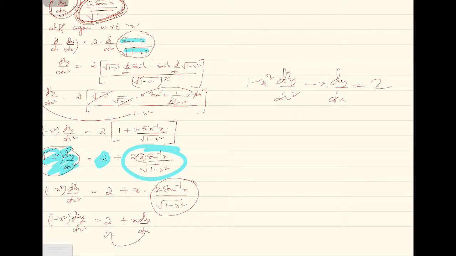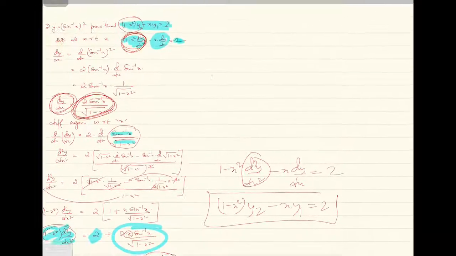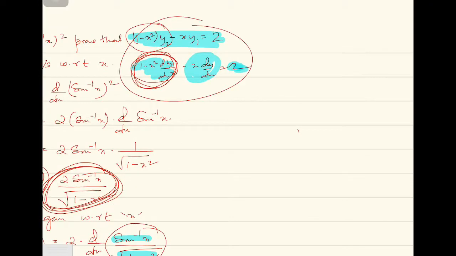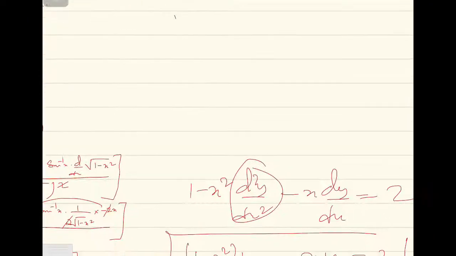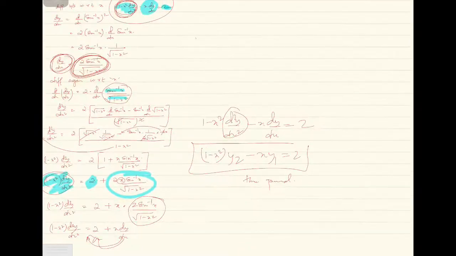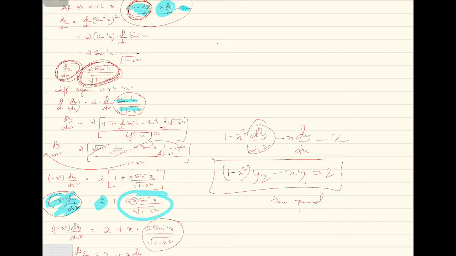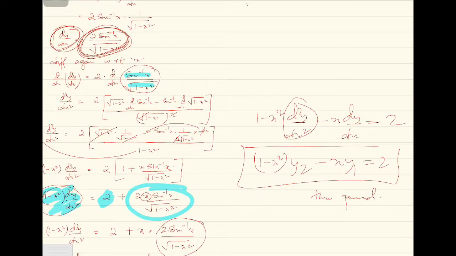I have brought it this side, on the left side. So I get 1 minus x square. Ultimately this means y2 minus x y1 equals 2, and I suppose that's what you had to prove, isn't it? Absolutely. (1 minus x square) y2 minus x y1 equals 2. So right here, hence proved. Got it? Okay, so I told you earlier that you could have done something else also, isn't it? If you have understood, this was a very simple one by using the quotient rule.